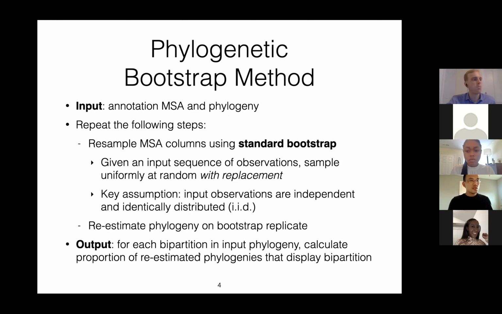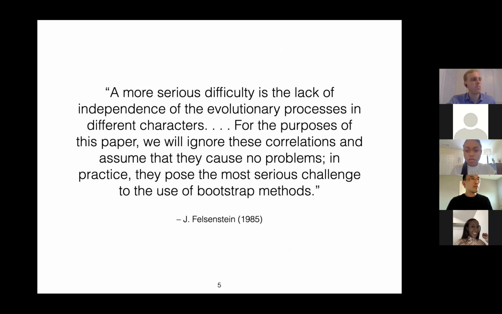And so there are some benefits to this approach, of course, the fact that it's statistically well supported thanks to some theoretical analyses owing to the original bootstrap method proposed by Efron, among other benefits, but also there are some important simplifying assumptions and drawbacks as well. And among these is one that Joseph Felsenstein actually pointed out in his original paper, which I'll just point out here via his quote. He says that a more serious difficulty is the lack of independence of the evolutionary processes in the different characters. For the purposes of this paper, we will ignore these correlations and assume that they cause no problems. In practice, they pose the most serious challenge to the use of bootstrap methods.